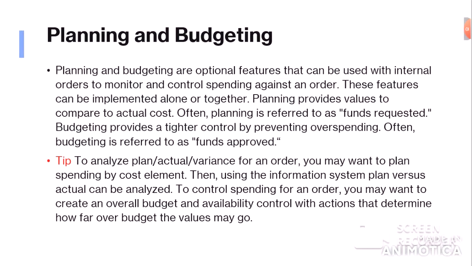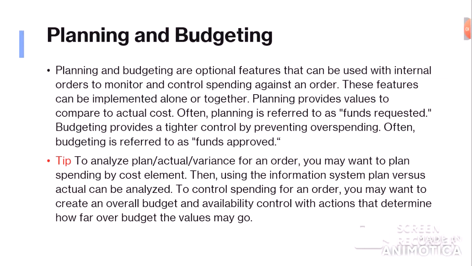Planning and budgeting. Planning and budgeting are optional features that can be used with internal orders to monitor and control spending against an order. These features can be implemented alone or together. Planning provides values to compare to actual cost. Often, planning is referred to as funds requested. Budgeting provides a tighter control by preventing overspending. Often, budgeting is referred to as funds approved.